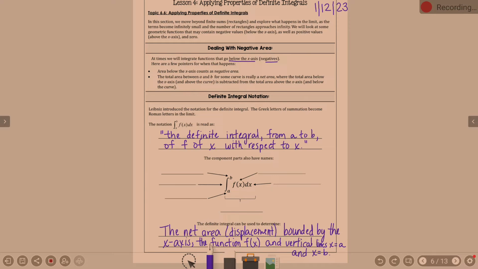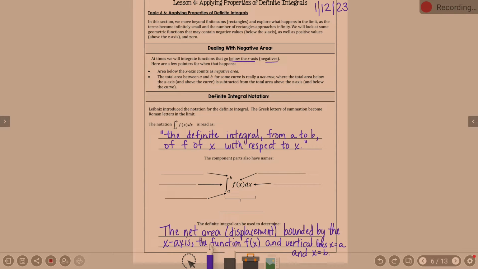Now, some notation. I went ahead and wrote in a couple of definitions. You've heard me read this integral notation lots of times so far, yes? And this is just kind of official, so you can put it in writing. This notation is read as, I don't usually say the definite integral, but you'll hear me say the integral from a to b of f of x, and then the part I usually just say dx, but that dx is saying with respect to x. It's telling us with respect to what variable we are going to be integrating and working.